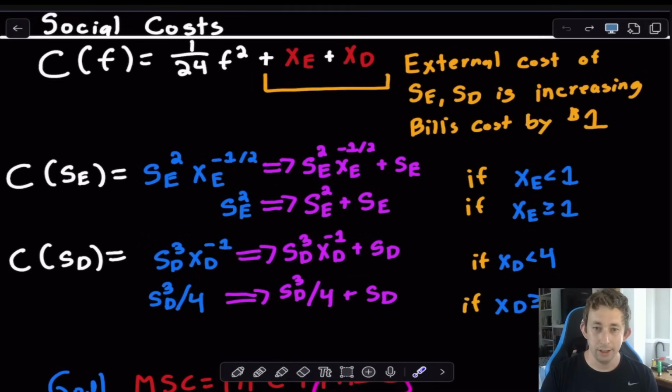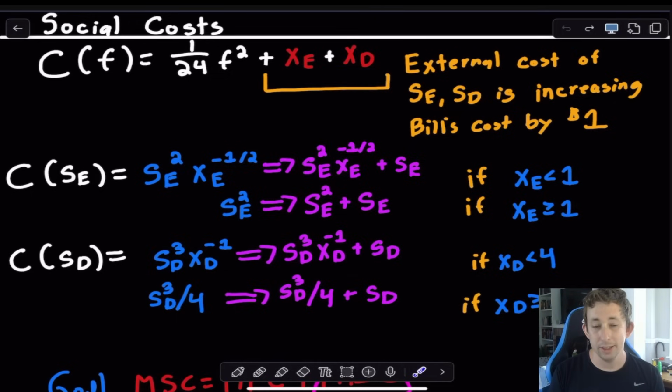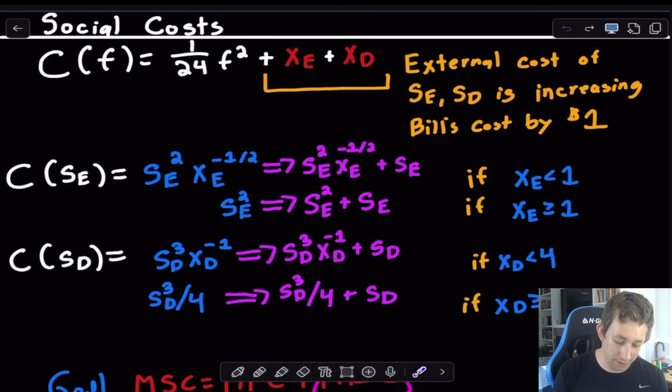So now we're ready to go back through and find where marginal social cost equals marginal social benefit. If I think about Bill's cost, Eva's external cost and Dana's external cost is 1, because every time that Eva and Dana increase their steel production by 1, they increase Bill's cost by 1. So this marginal external cost is 1.